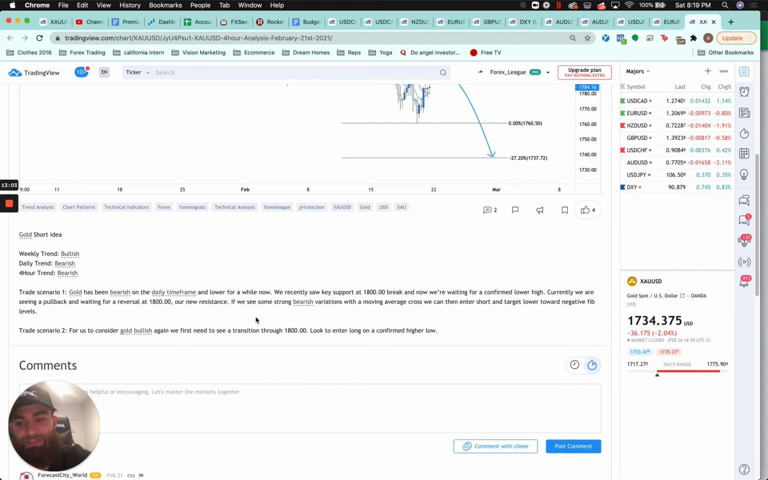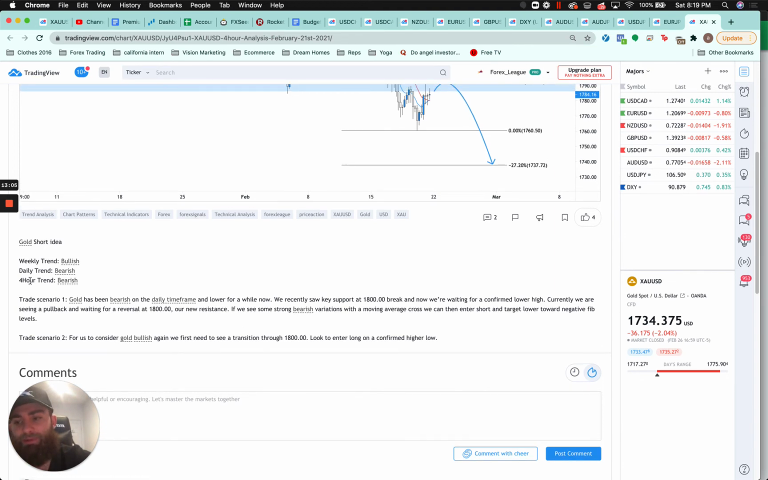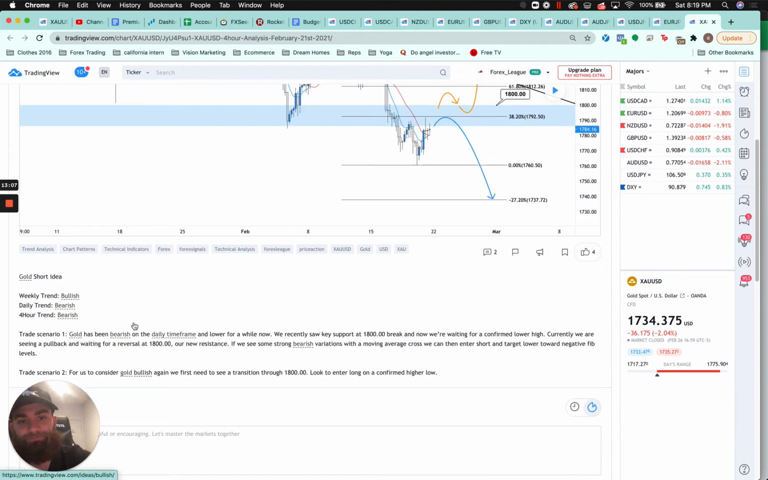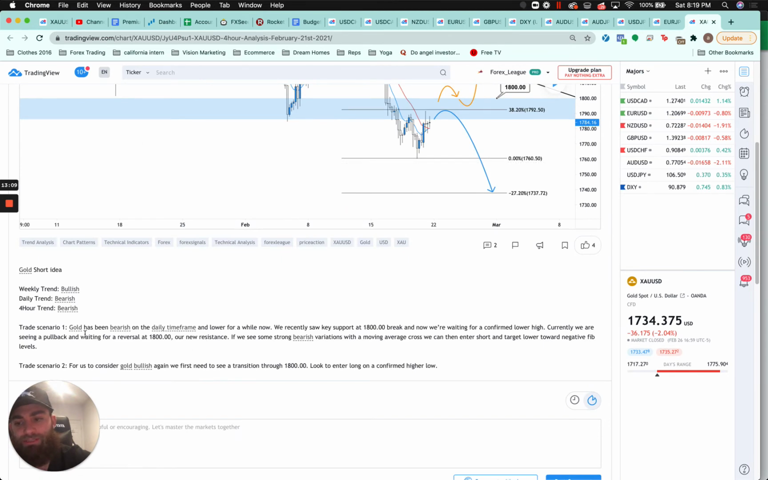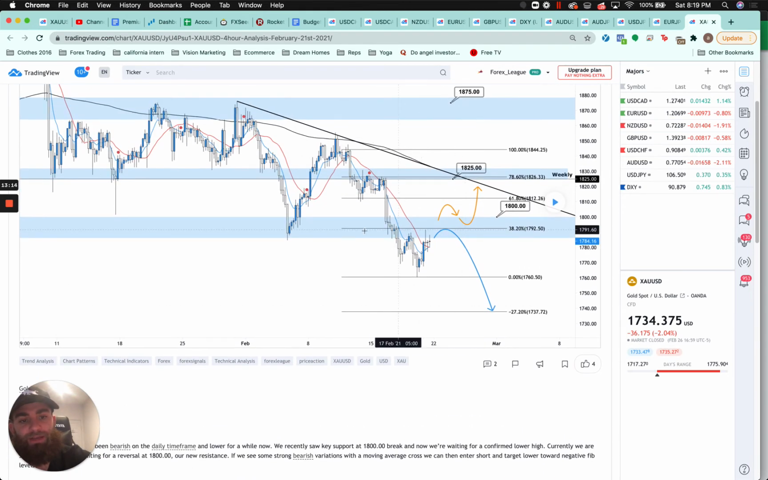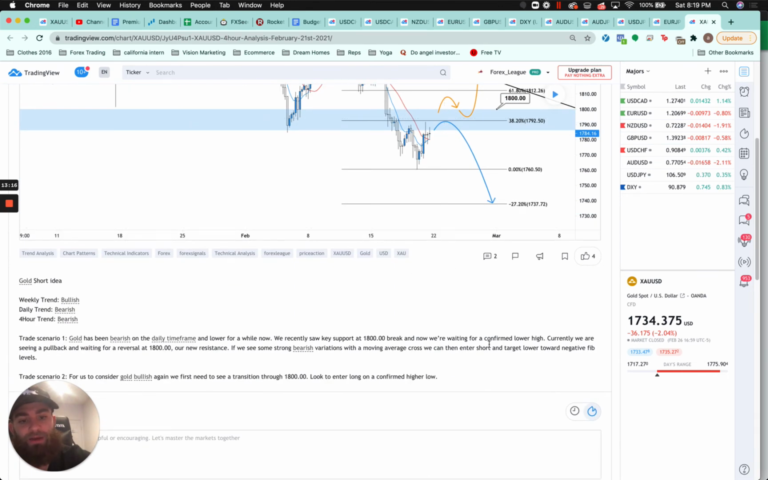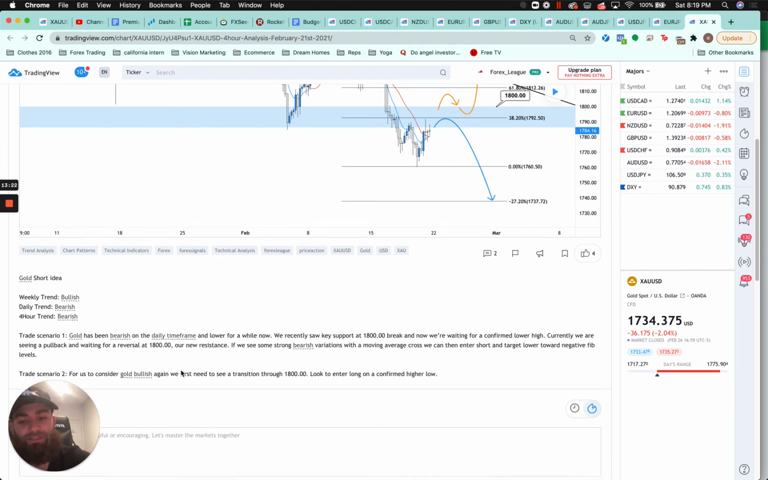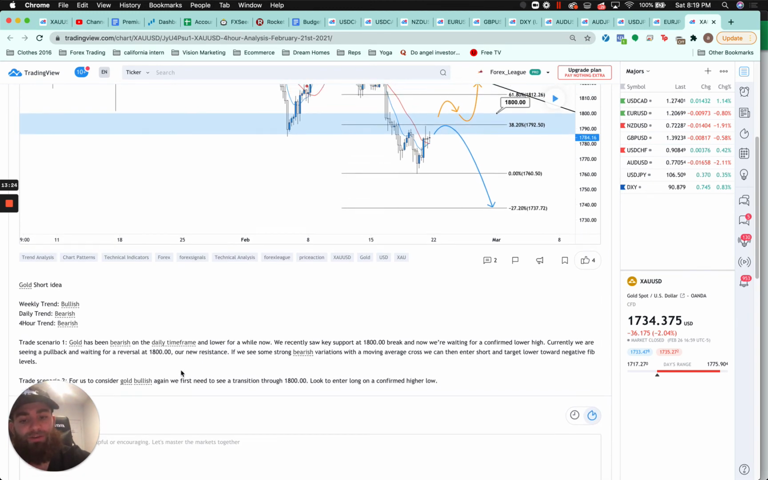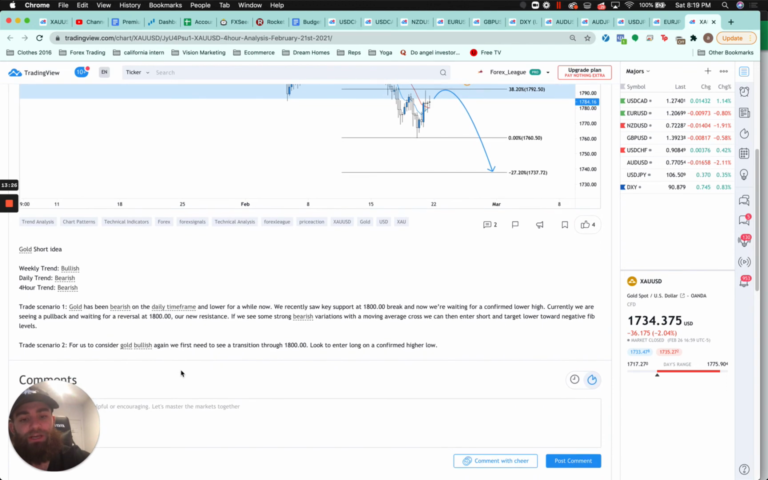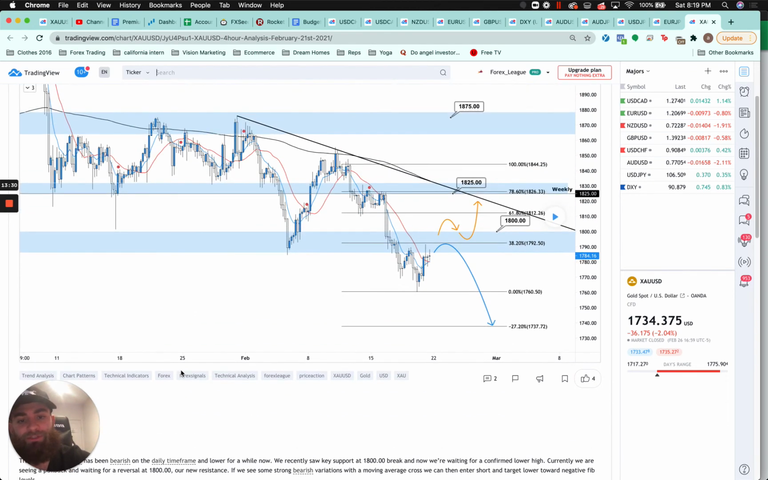But so bearish on the daily, bearish on the 4-hour. We were looking at trade scenario 1. We recently saw key support at 1800 break. That was this level. Now we're waiting for a confirmed higher low. Currently, we are seeing a pullback, waiting for a reversal at 1800, our new resistance. If we see some strong bearish variations with this moving average cross, we can then enter short and target lower towards the negative fib levels.